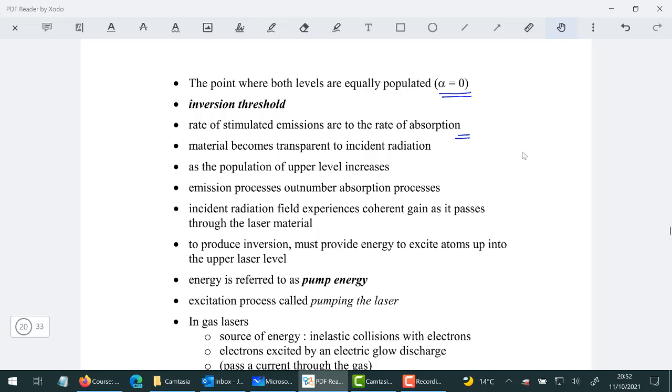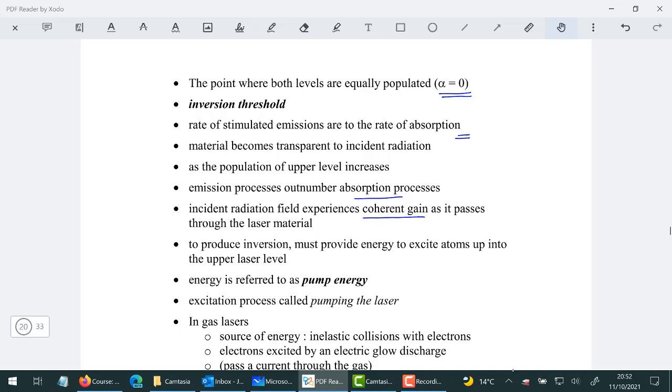As we increase the population of the upper level, as we increase the inversion, then we'll get the emission processes outnumbering the absorption. The incident field, the starting signal, if you like, experiences coherent gain, and we end up with a nice clean laser beam coming out the end of the box as it passes on. And remember again that coherence is the key thing here. All the photons in the laser beam are coherent.